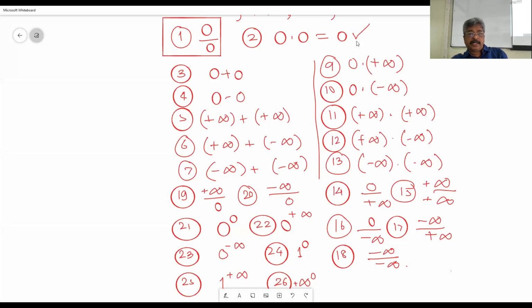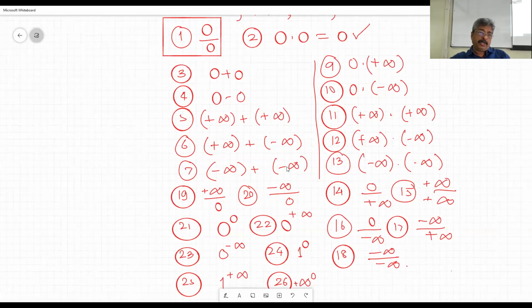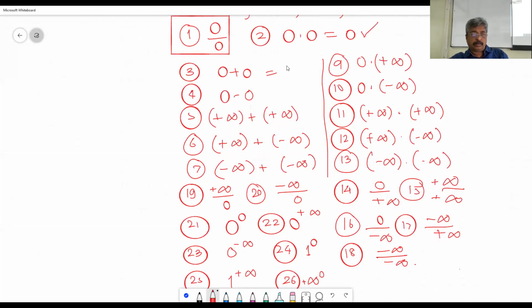लिहून 0 plus 0. 0 into 0 we said is equal to 0. 0 plus 0 is also known to be 0. So it is not integer. 0 minus 0 is also going to be 0. Not integer. What about 5? Plus infinity plus infinity. Plus infinity.